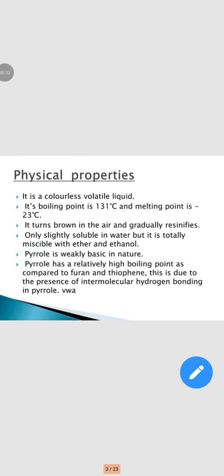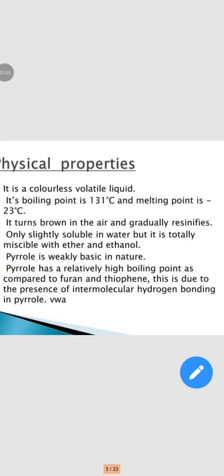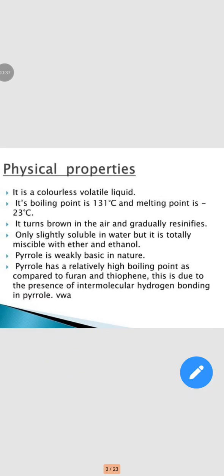Okay, first, physical properties of PYRROLE. It is a colorless volatile liquid. Its boiling point is 131 degrees Celsius and its melting point is 23 degrees Celsius. It turns brown in the air and gradually resinifies.